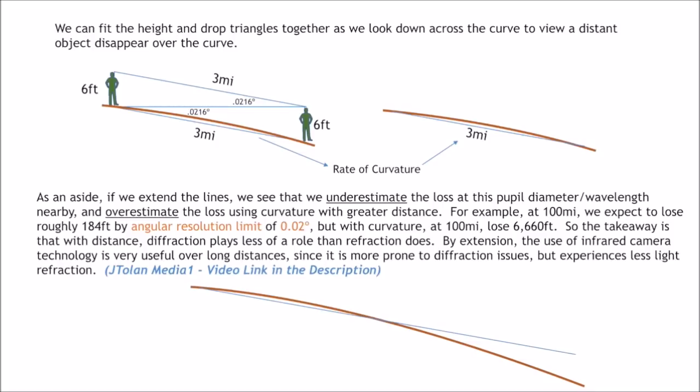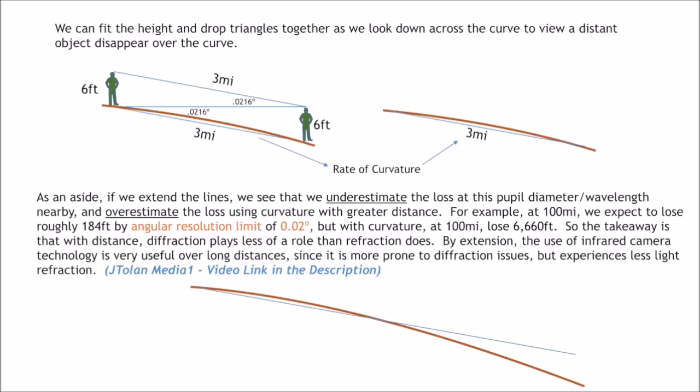So again, if I assume a curve now, that this green person is essentially walking over a curve, you see that the lines don't really match up between the triangle. The straight blue line and the brown line do not match up. The curvature rate is underestimating it nearby, and it is grossly overestimating it far away. So for example, at 100 miles, we expect to lose roughly 184 feet by angular resolution at 0.02 degrees, but with curvature at 100 miles, we're losing 6,660 feet.